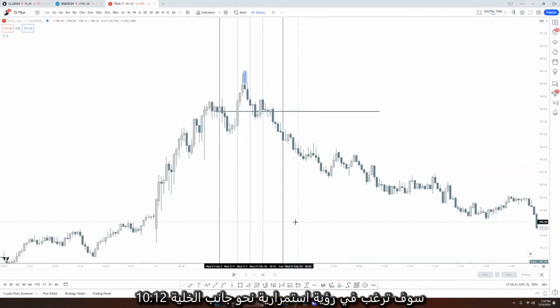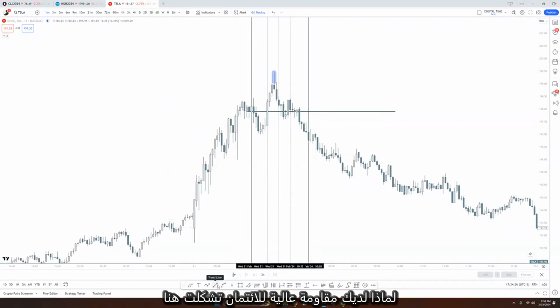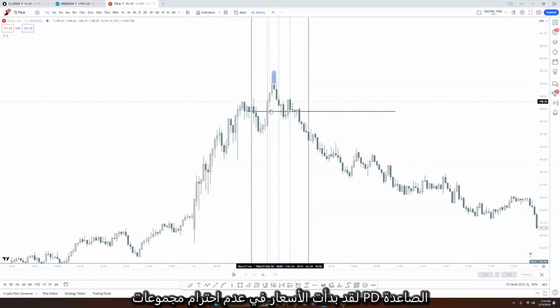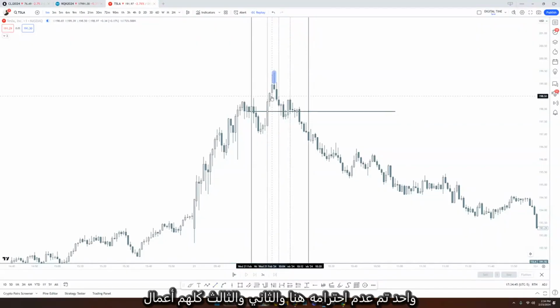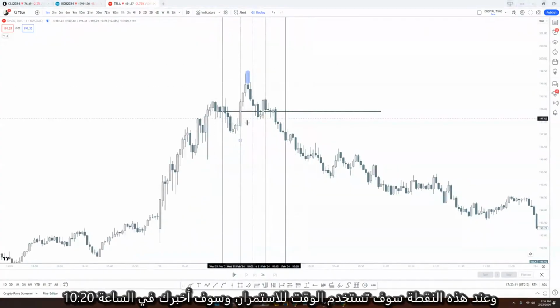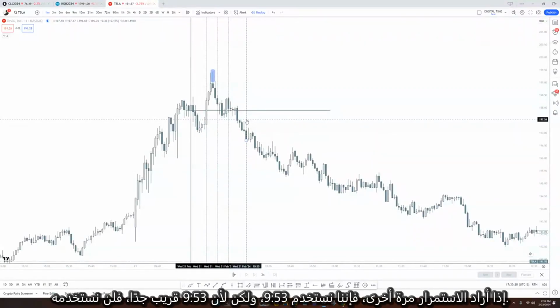10:12, you're going to want to see continuation towards sell side. Why? You have high resistance liquidity formed here. You have price starting to disrespect bullish PD arrays. One was disrespected right here, the second, and the third, all BISIs. And at that point, you're going to be utilizing time for continuation. Time will tell you at 10:20 if it wants to continue.